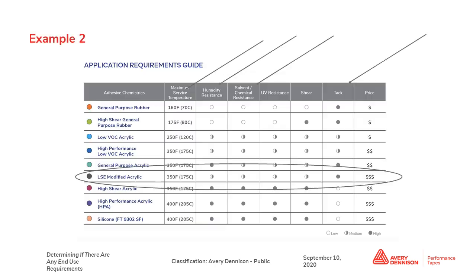So high temperature, we have humidity, and here we are going through the chart. So again, maximum surface temperature, well, a lot of our products here are listed for 350 F, so we're good there. Humidity resistance, we have quite a few options there. Solvent and chemical resistance, quite a few options there. And tack. So if you look at it, the general purpose acrylic and the LSE modified acrylic would be pretty good options. But if you go back to step 1 and step 2, you'll find that the LSE modified acrylic is probably going to be best for it compared to the general purpose acrylic, although the general purpose acrylic might be a good option as well.